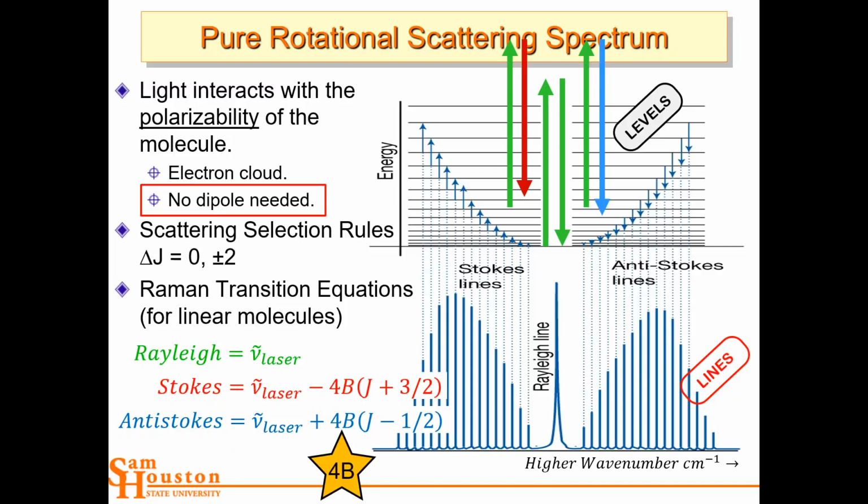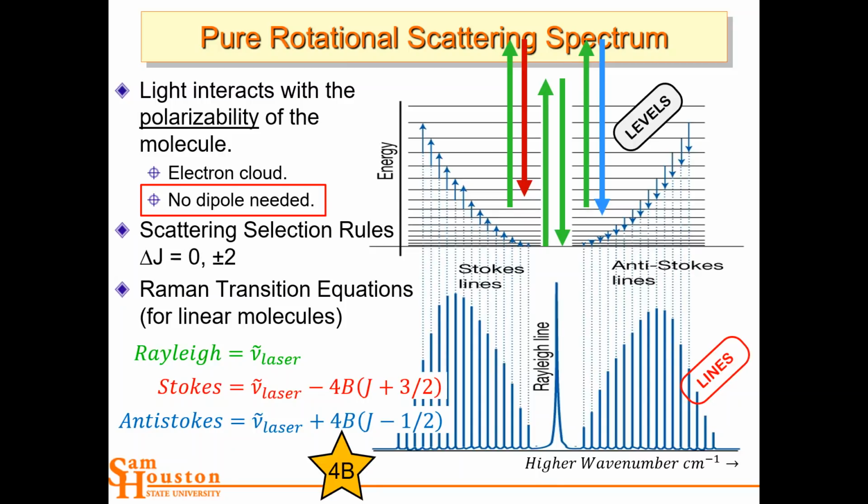And so if you want to know what the Stokes transition is starting in level 3, then you put 3 in for J and you calculate it. If you're starting at level 2, put 2 in for J and you calculate it. You can't have an anti-Stokes line starting in J equals 1. Why not? It's got to drop by 2. And so if you're starting in J equals 1, you can't drop by 2. If you're starting in 0, you can't drop by 2. So the very first anti-Stokes Raman scattered photon would have to start in J equals 2 and go down to 0.